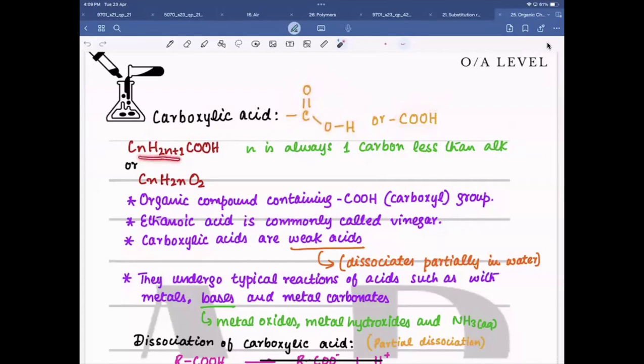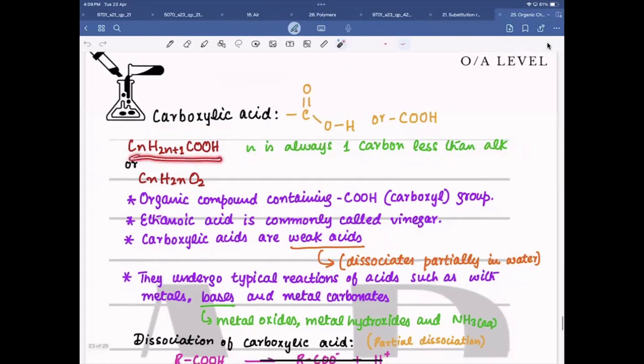The general formula of carboxylic acid is CnH2n+1COOH, or it can be written as CnH2nO2. If we use this general formula, then we have to keep in mind that the value of n is always one carbon less than the name, than the alk. For example, if I'm saying methanoic acid, so meth means how many carbon atoms? Yes. One. So if I'm using this formula to find the formula of methanoic acid, in this formula I am going to put the value of n as 0. But if I'm using this formula, then I'm going to put the value of n as 1.